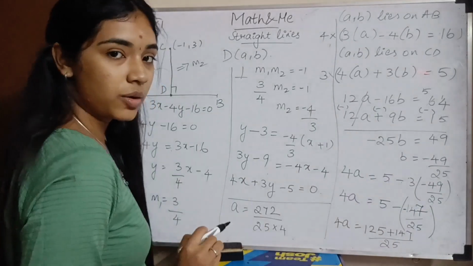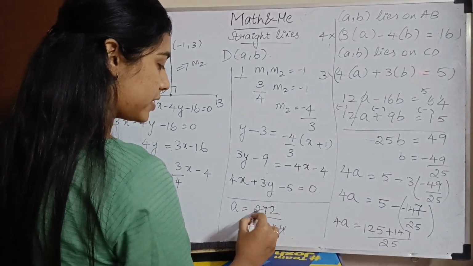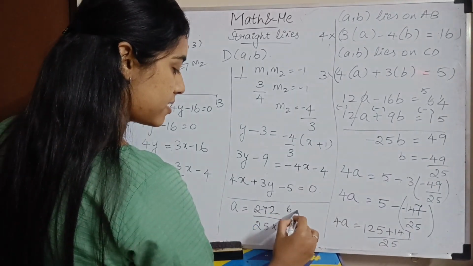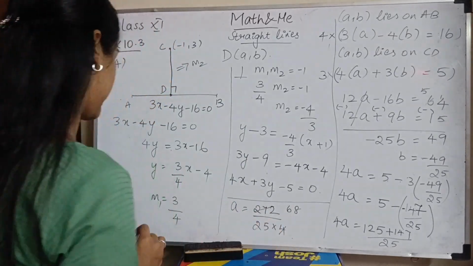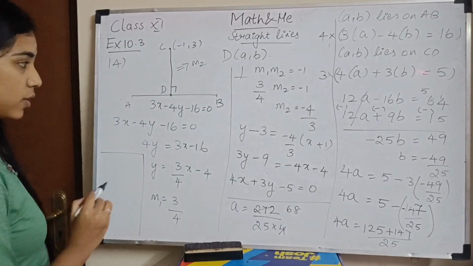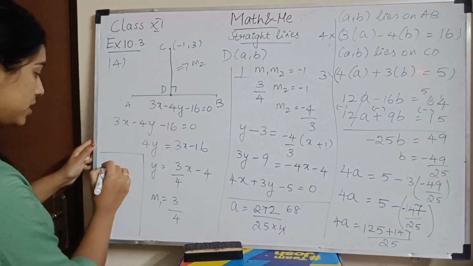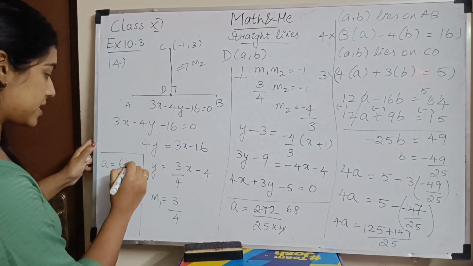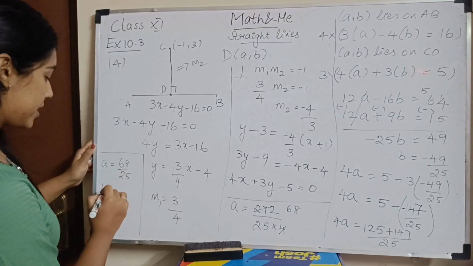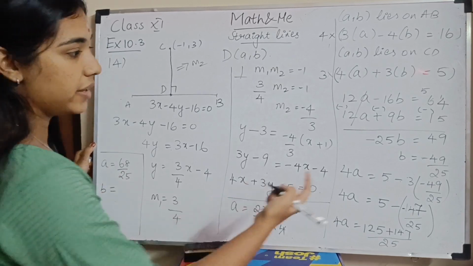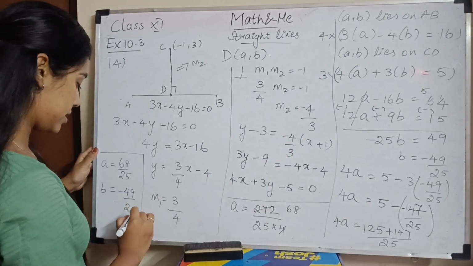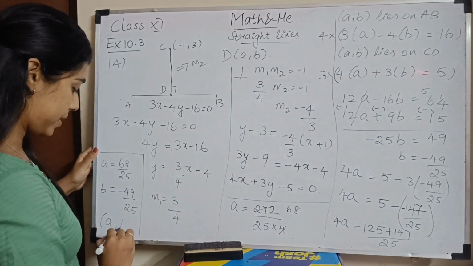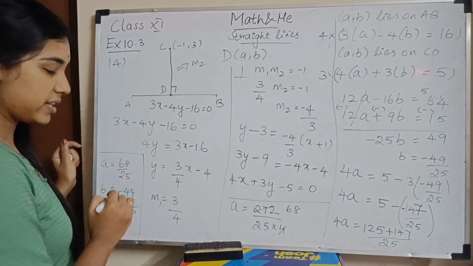The 4 comes from there. Okay. So 4 and 272 get cancelled. 4 6 are, 4 8 are. So what is your A value? It is 68 by 25. So your final answer, the coordinates of the foot of the perpendicular, is A, which is 68 by 25, and B, which is, what is your B? Minus 49 by 25. So your coordinates are A, B. Okay? You need to write this down in the exam.